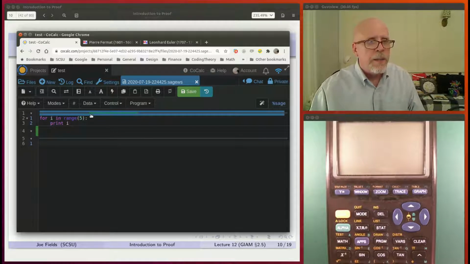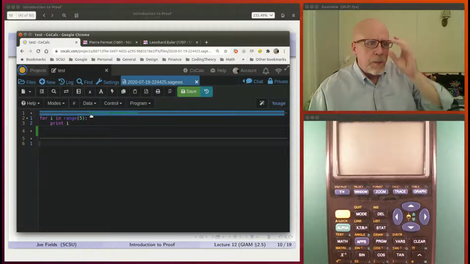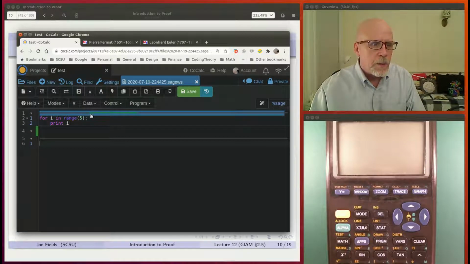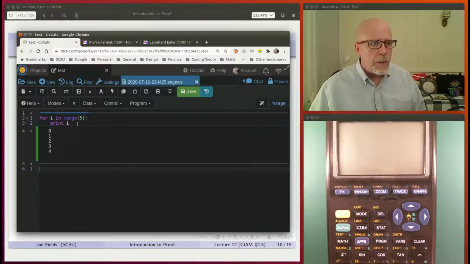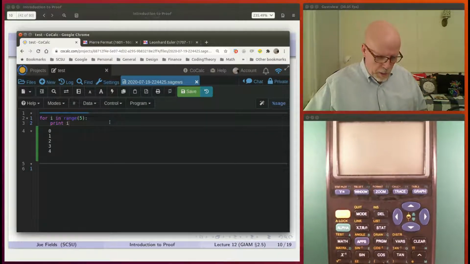I just ran it. We've got to wait for a second while CoCalc goes out and gets a server space for us and runs this silly little program. But after that, it should go quickly because we'll be connected to a host. Okay, it does the right thing. Print i is 0, 1, 2, 3, and 4.